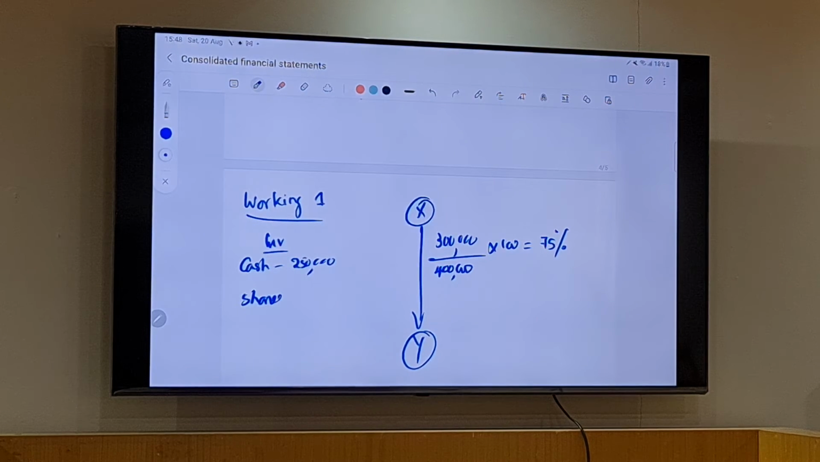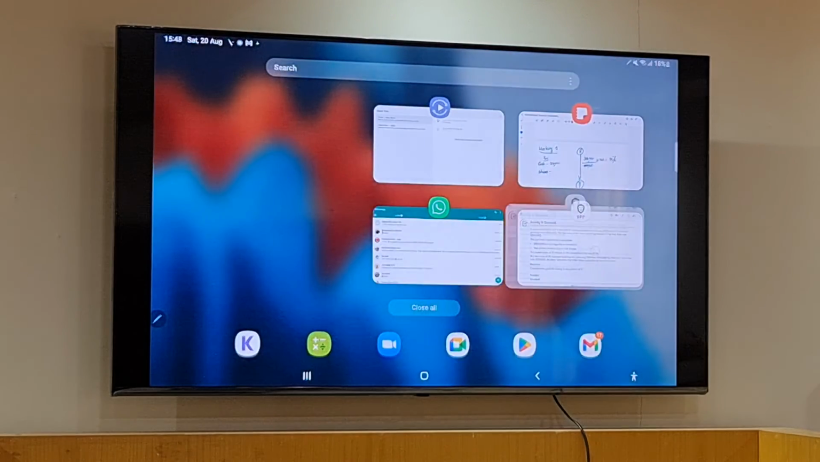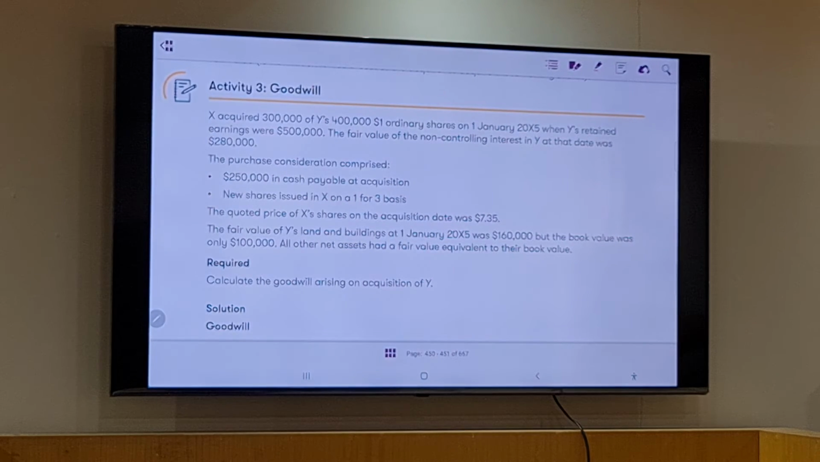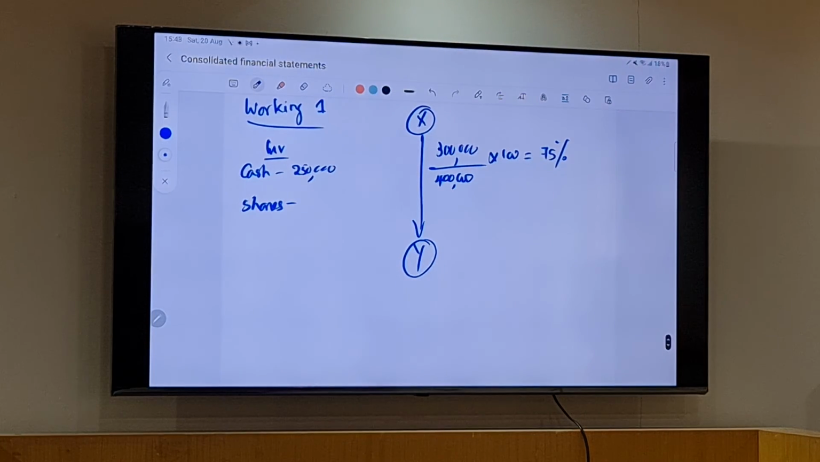Shares. What do they say about the shares? New shares, it's on a 1 for 3 basis. So, how many? So 1 is to 3. That means we are purchasing 300,000 shares into 1 over 3. How many shares then? 100,000.